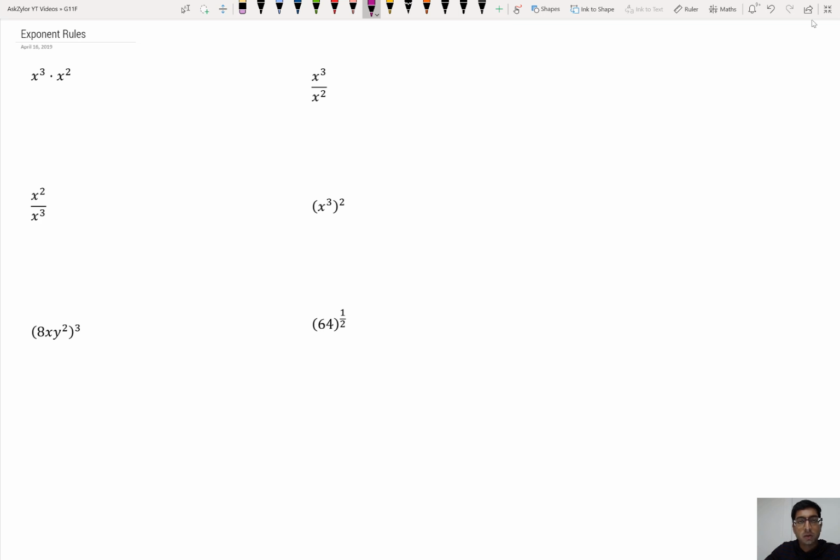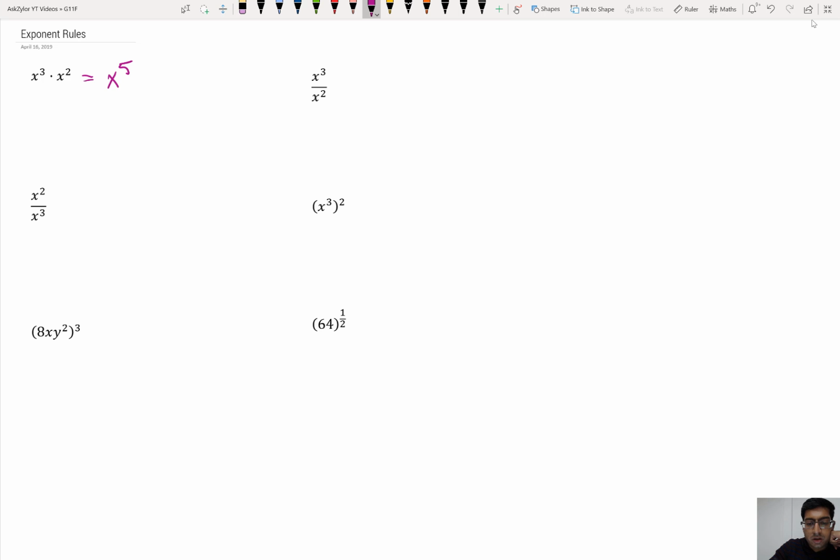So this video is going to quickly review exponent rules, and then we're going to take a look at some more complicated examples. So first, a review. When we're multiplying powers, the rule is to add the exponents. So x cubed times x squared is x to the power of 5. So 3 plus 2 is 5.